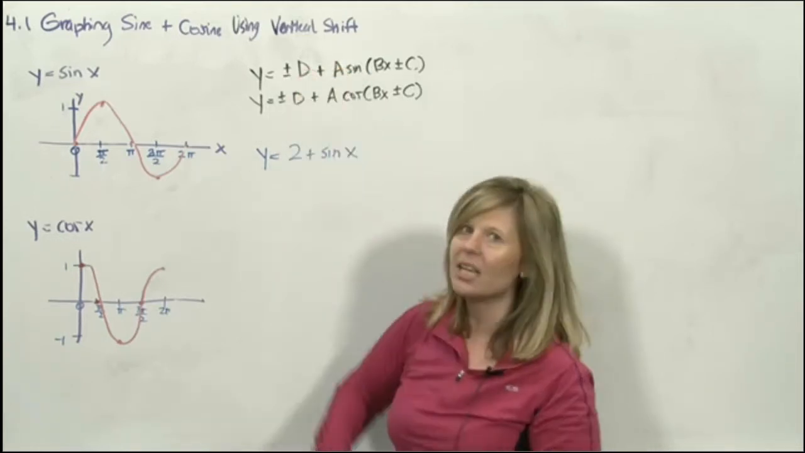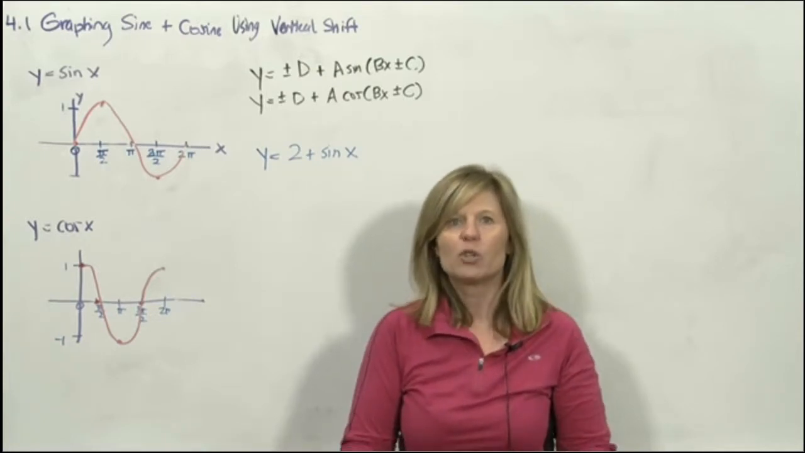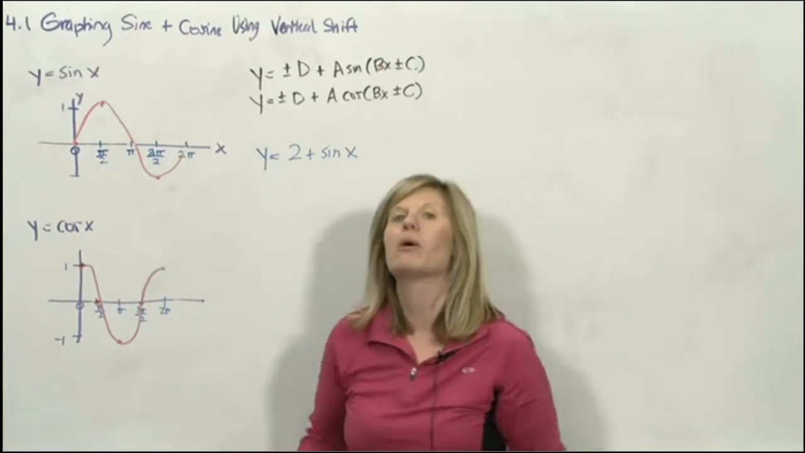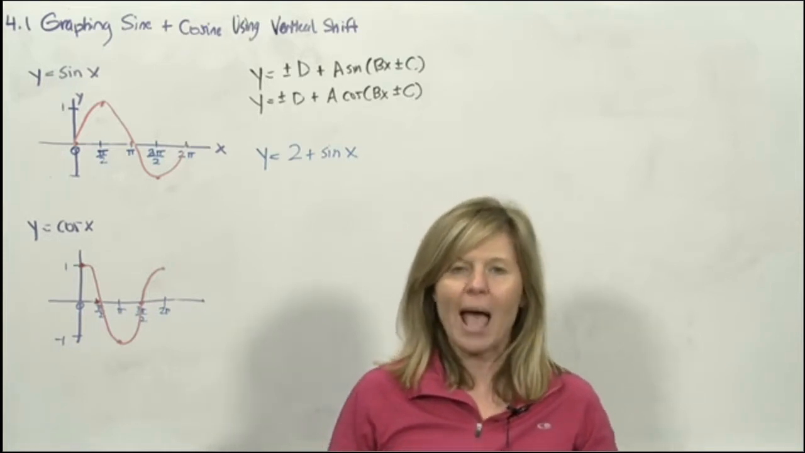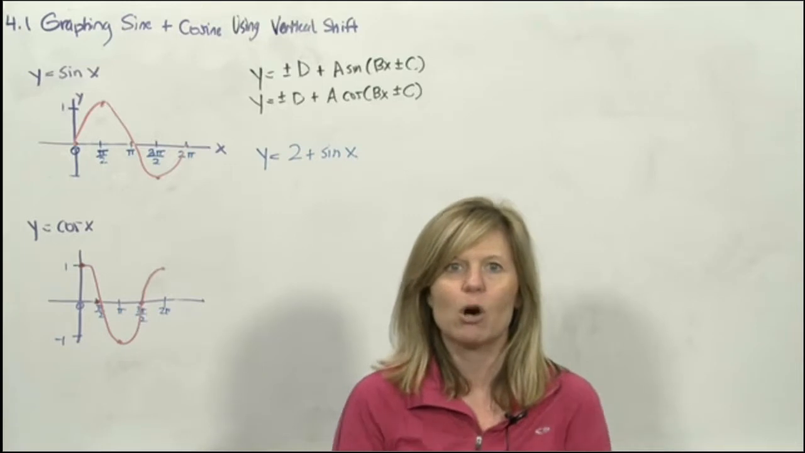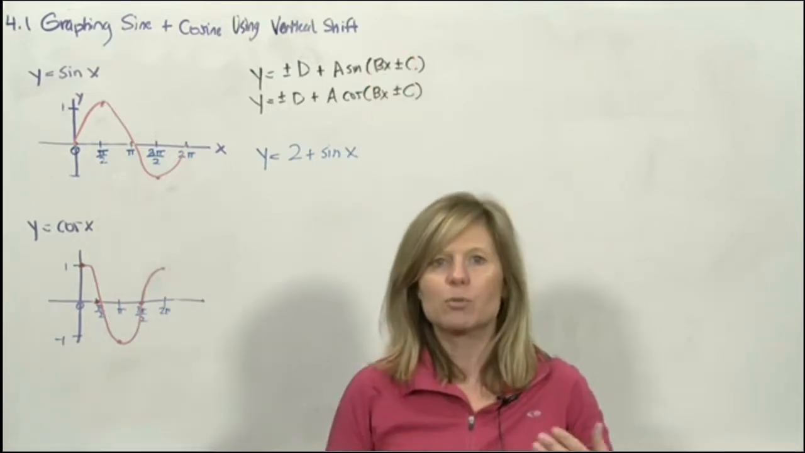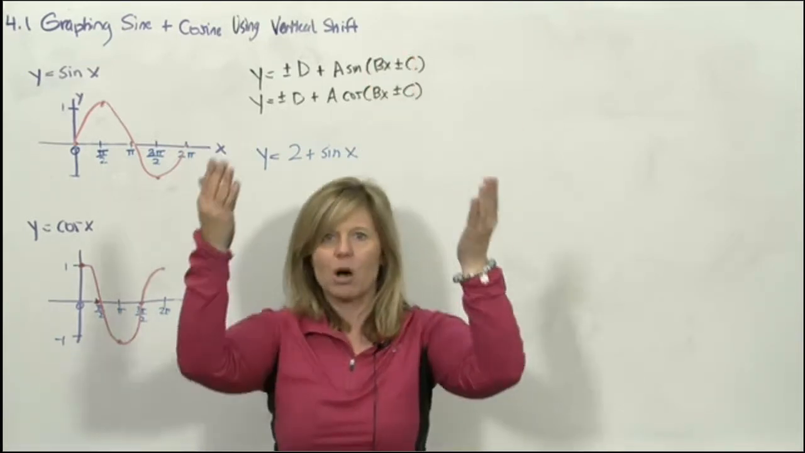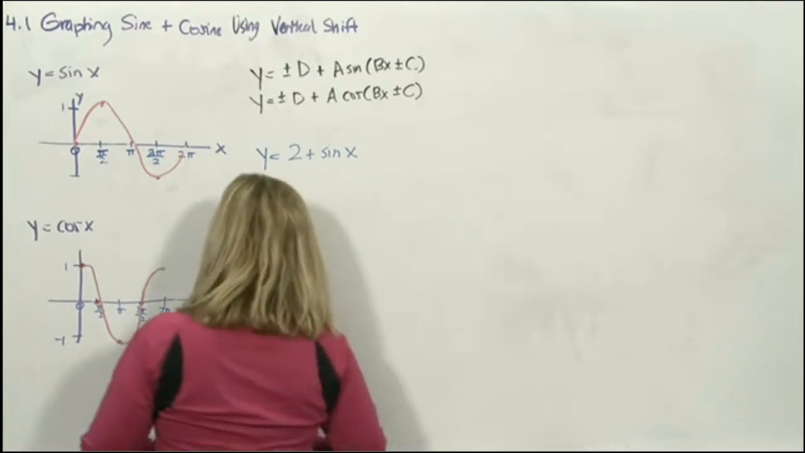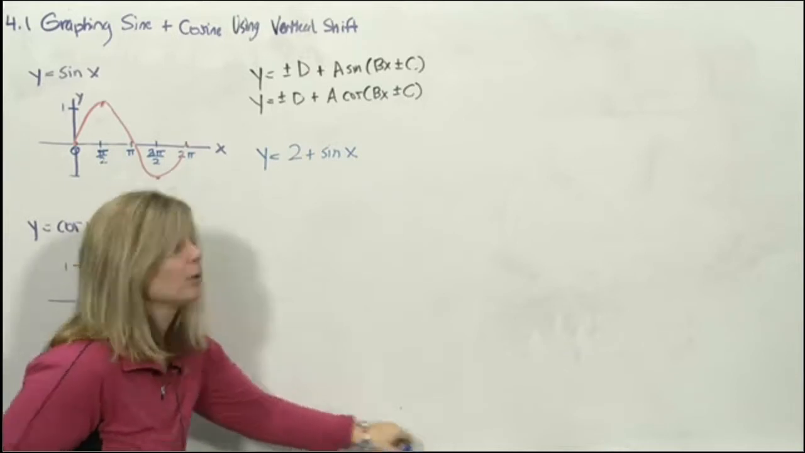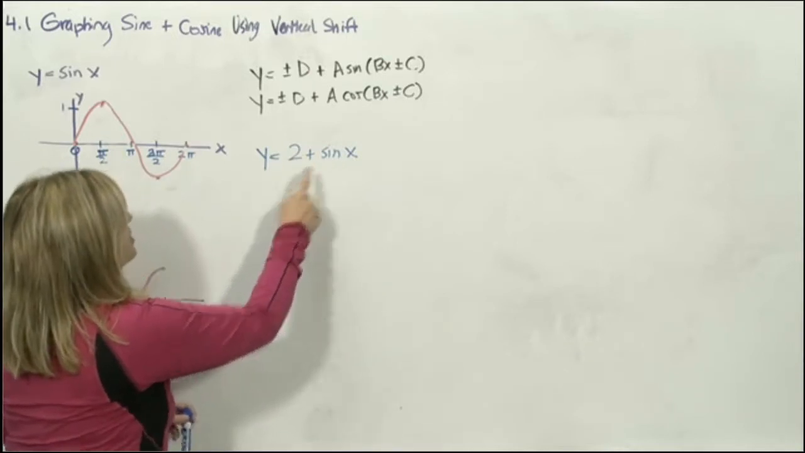So this letter D is notating the vertical shift, which means I'm either going to move up or move down. Now it does correspond to what you think. If you add a number to the trig function, it moves the whole trig function up. And if you subtract a number from the trig function, it moves the whole function down. So we have 3 examples in our notes. Let's look at them. The first example, y equals 2 plus sine x.